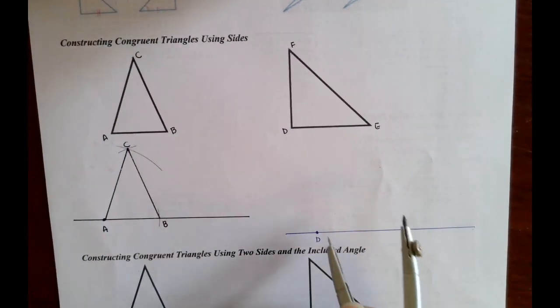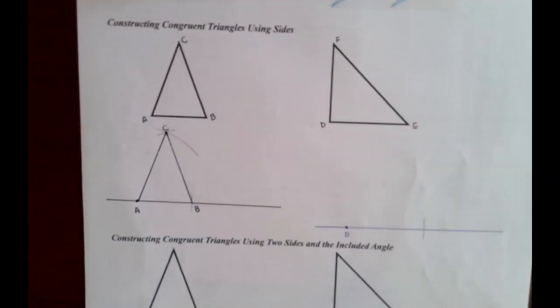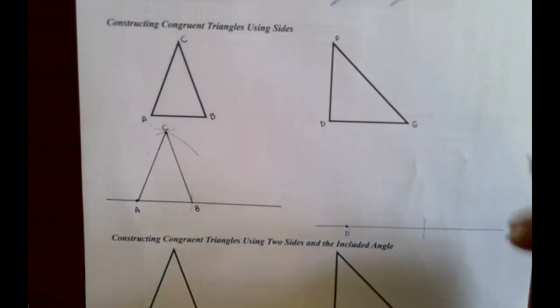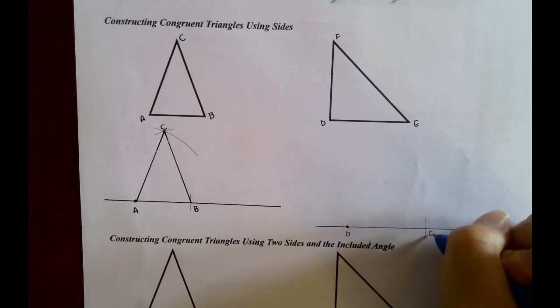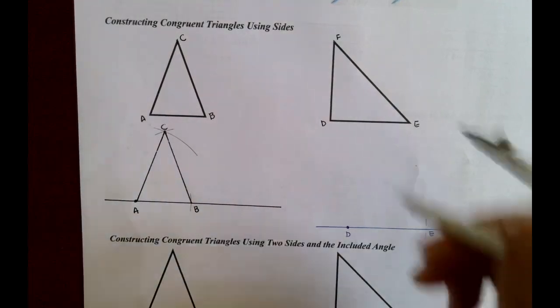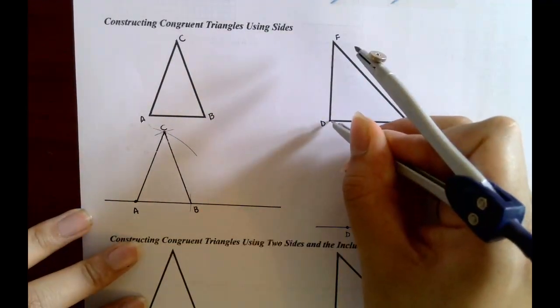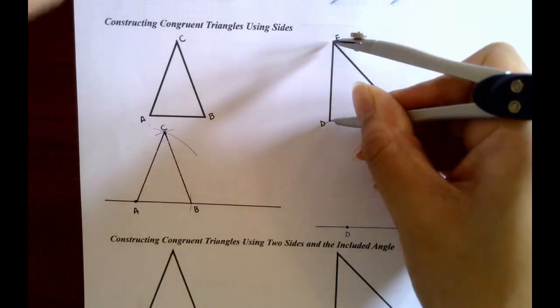Then I'm going to move to where my new D is and make a mark across the line, because this is where E is going to be now. So this is the new E. And then to find F, now I just need to measure D and F and E and F, to get the exact length of where F is.